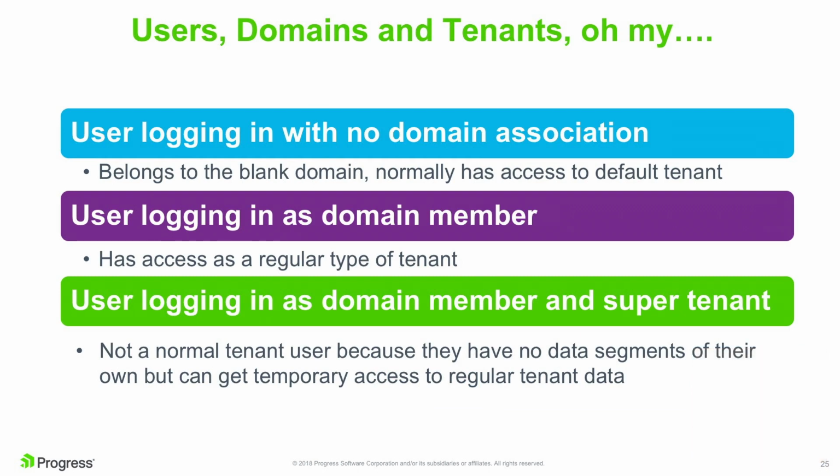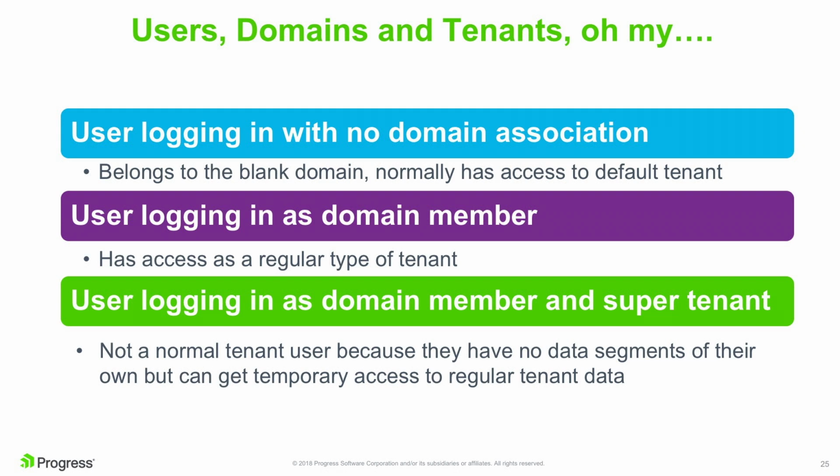So what happens? We have a user who can log in a number of different ways. They just log in without a domain. So what do they have? They're part of a blank domain, and they only normally have access to what's called the default or common tenant. So they can look at, for example, state tables. They can't look at the specific data within any one tenant for a customer.